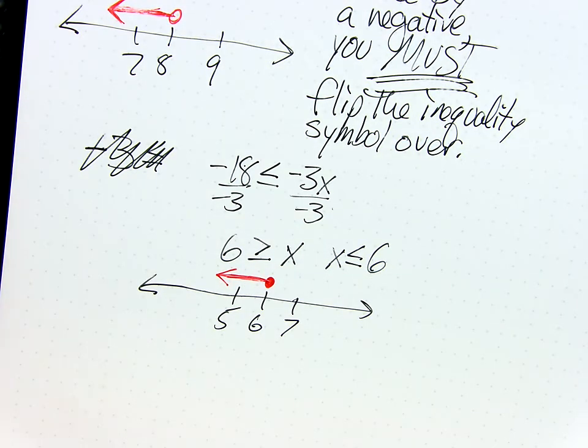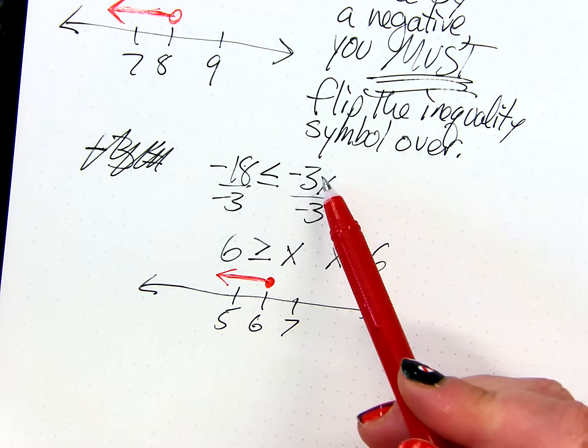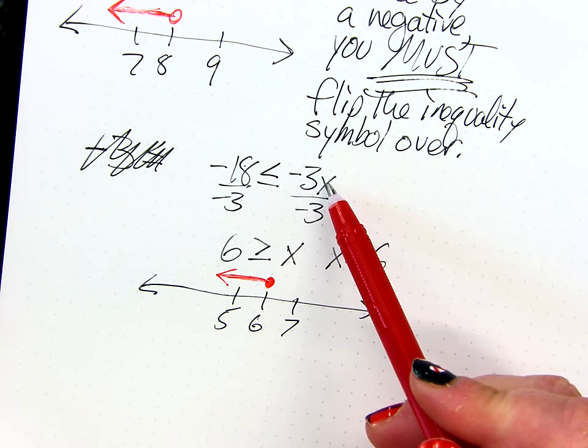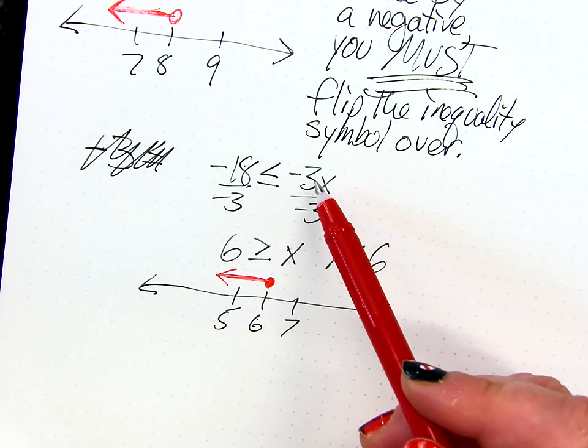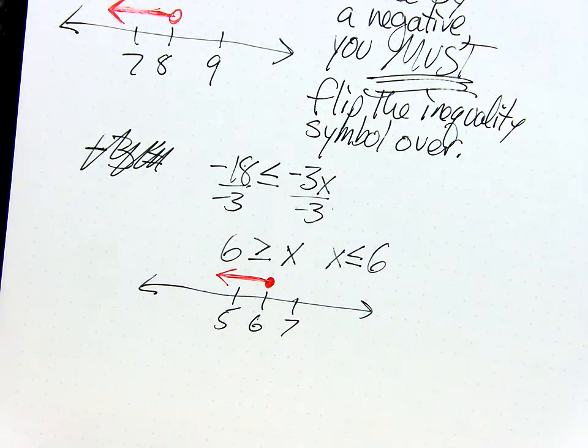Don't forget, you can check this answer, right? You can take 5 and plug it back in and see if it actually works. So if I took 5 and plugged it back into my original, negative 3 times 5 is now negative 15. Is negative 18 less than or equal to negative 15? Yes, because remember, in negative land, the further you go this way, the further negative you go, the smaller the numbers get. So negative 18 is smaller than negative 15. Does this make sense?